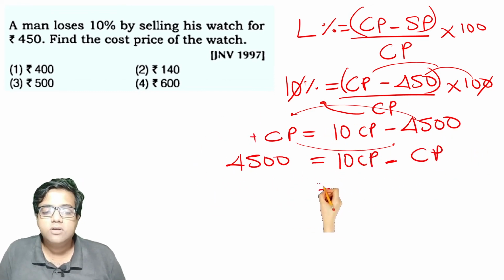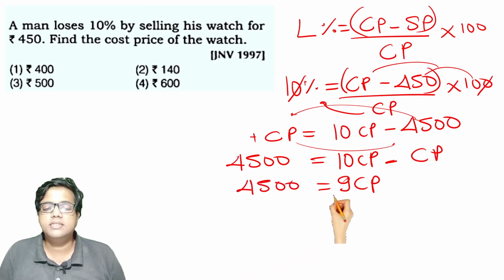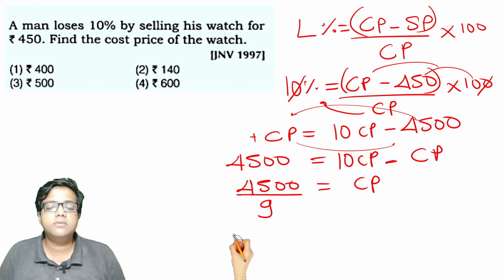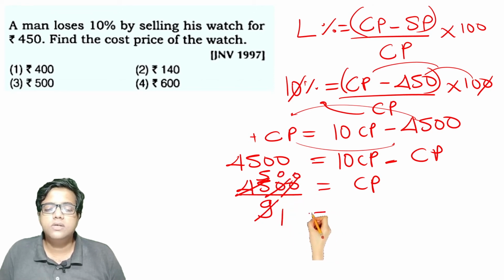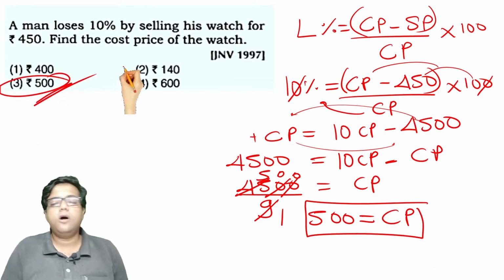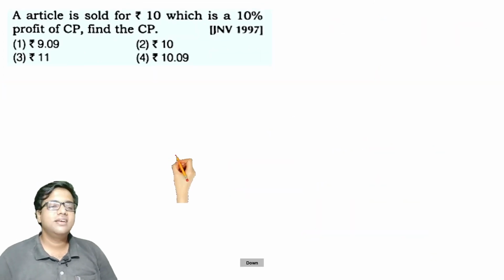So now let us solve this. This becomes 9 CP. 10 minus 1 CP is 9 CP, and this remains 4500 as it is. Take this 9 downside, 9 goes to the bottom, right? Now let's do the division. 9 ones are 9, 9 5s are 45, 9 zeros are 0, 9 zeros are 0. So therefore 500 rupees is equal to the cost price. Cost price is nothing but 500 rupees. Option 3 is the right answer for this question. Let's move ahead.